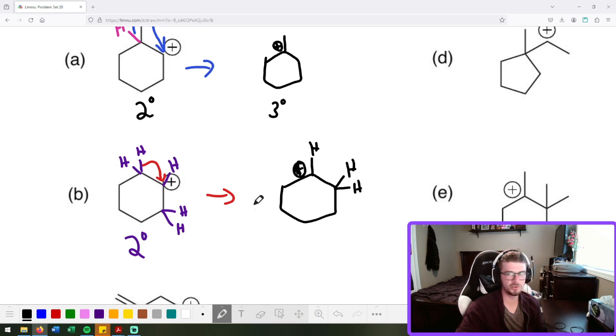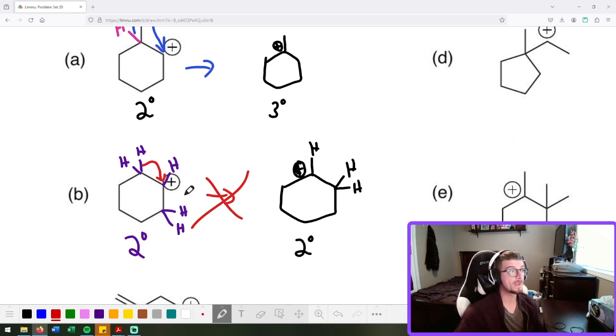Oh, I wish I could draw. But now this carbon is also attached to just 2 carbon groups. And so this is also a secondary carbocation. It's not an improvement. And so this will not happen. So we cannot do that carbocation rearrangement because while we can form the carbocation, the hydride shift does not improve it.